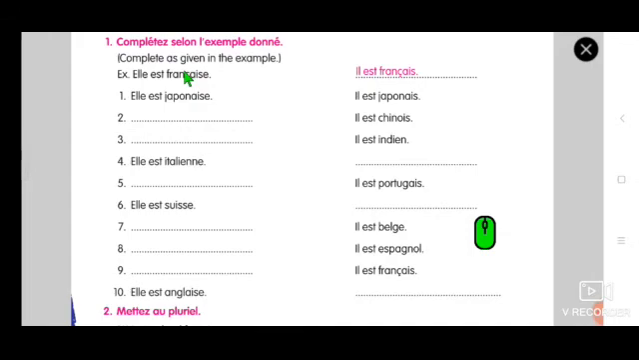See, elle est française, il est français. They have already given the sentence. The only thing is you have to identify which is masculine and which is feminine. So always elle, the subject, is feminine and il is masculine. That you know, right? Now the spelling alone will differ. Now you have to do the spelling correction. For example, elle est française. When you convert into masculine, it becomes il est français.